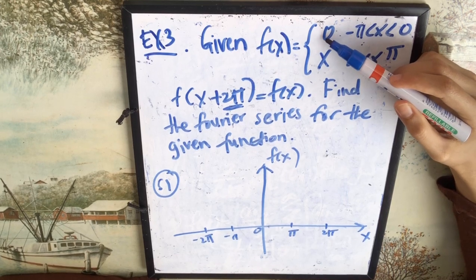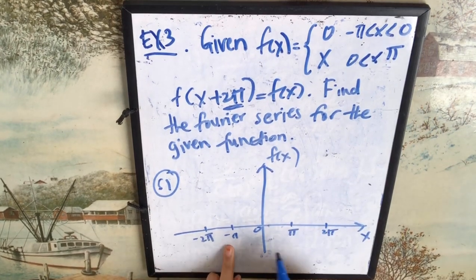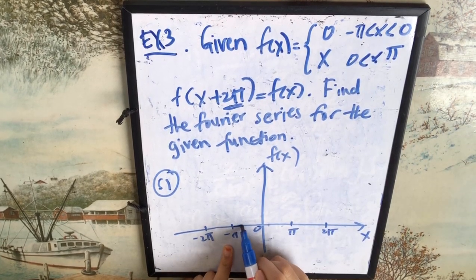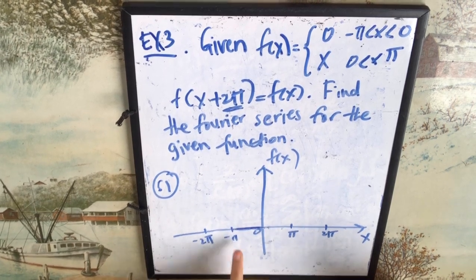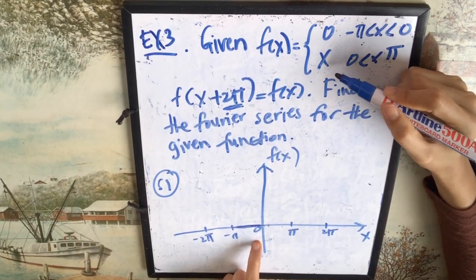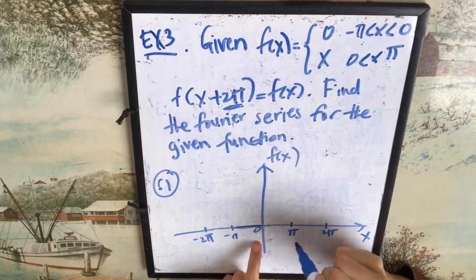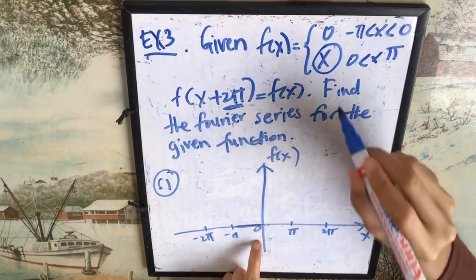For the first one, f(x) equal to 0 from negative pi to 0. So here is negative pi to 0, and your f(x) is 0, so it must be a horizontal line from negative pi to 0. And then the second one is where x is from 0 until pi. So 0 to pi is here. How does the graph of x look like?